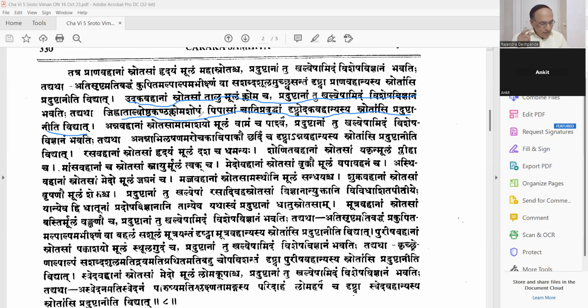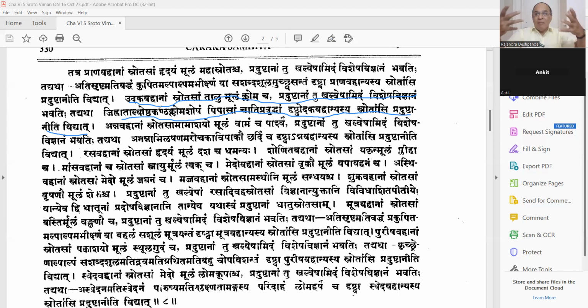Next, Kloma shosha, dryness of the Kloma, the site of development of thirst. That means your thirst center. I can say in this way, the thirst center in the brain is stimulated. Write down. Then atipravardhana pipasa. Can you see here?